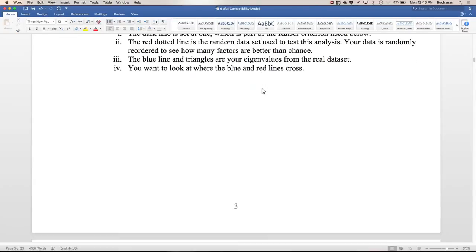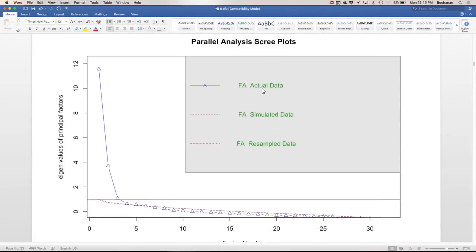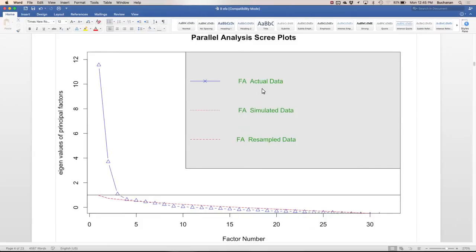And the parallel plot is what you'll get here. Okay, this comes from R. This line here is set at 1. It'll always be there. We'll get there in a second, why it's there. But the blue line is your actual data, so FA actual data. The two different red lines are always on top of each other, are the scrambled data. And what it does is it figures out where those two lines cross.